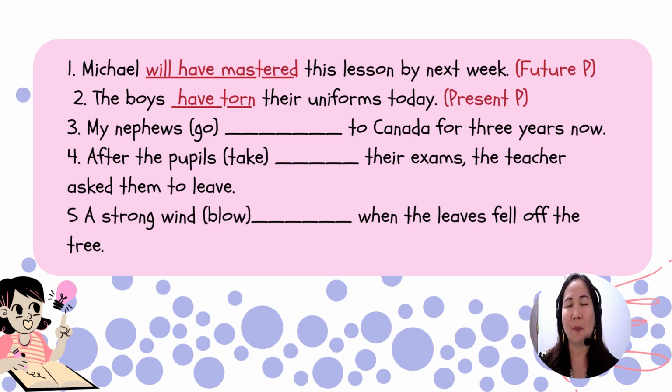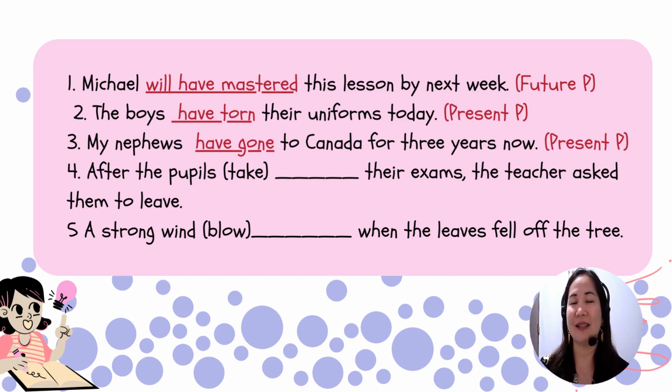Number 3. My nephews go to Canada for 3 years now. Let's look at the sentence again. Our clue word, I hope we had the same answer, is for 3 years now. That is the time signal, so that is present perfect tense. Our subject, my nephews, is plural. That's why we use have, and our past participle is gone. My nephews have gone to Canada for 3 years now.